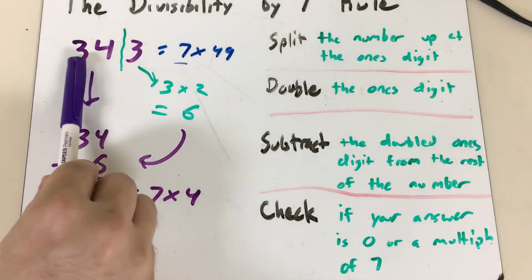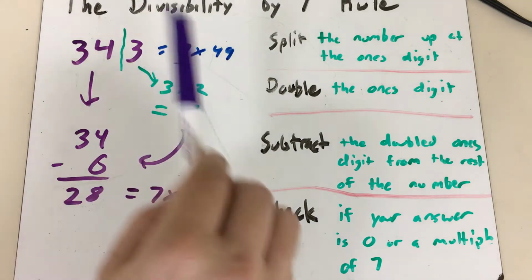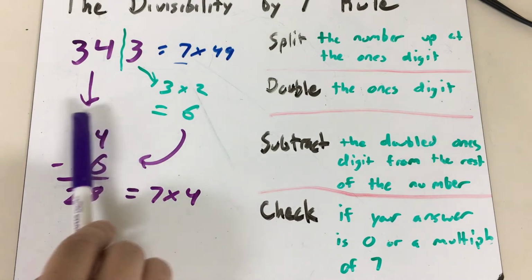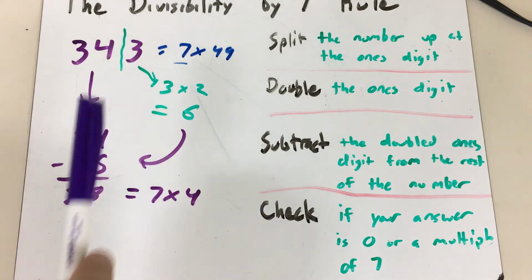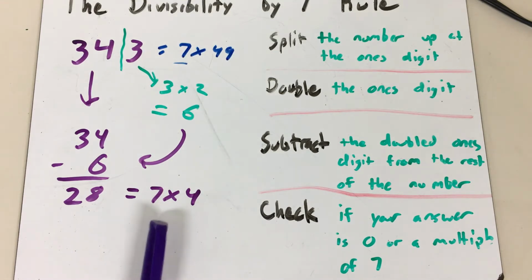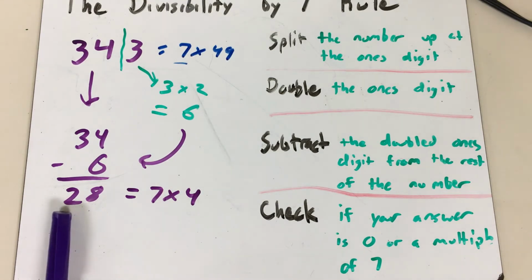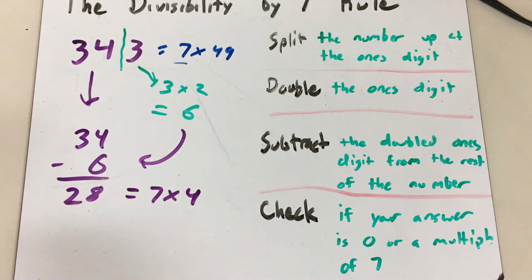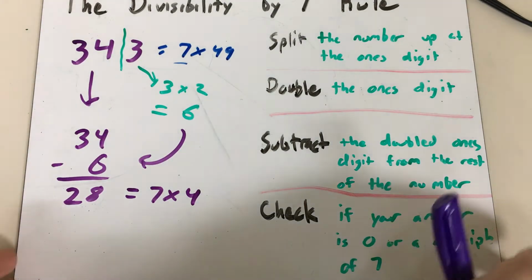The basic idea is we split the number at the ones digit, multiply that ones digit by 2, subtract that doubled ones digit from the rest of the number, not from the original number, and then we check the answer to that subtraction problem to see if we got a multiple of 7. Since we got a multiple of 7 for the answer, that's another way to confirm that the original number we were testing is also a multiple of 7.